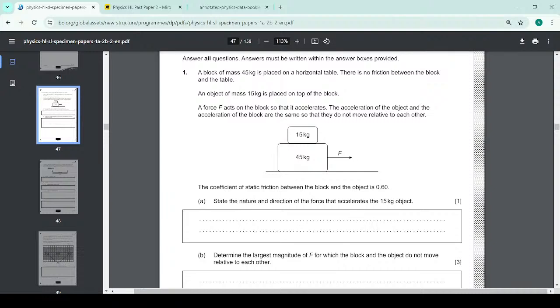So first question: a block of mass 45 kilograms is placed on a horizontal table. There is no friction between the block and the table. An object of mass 15 kilograms is placed on top of the block. A force F acts on the block so that it accelerates. The acceleration of the object and the acceleration of the block are the same so that they do not move relative to each other. The coefficient of static friction between the block and the object is 0.6. State the nature and direction of the force that accelerates the 15-kilogram object.